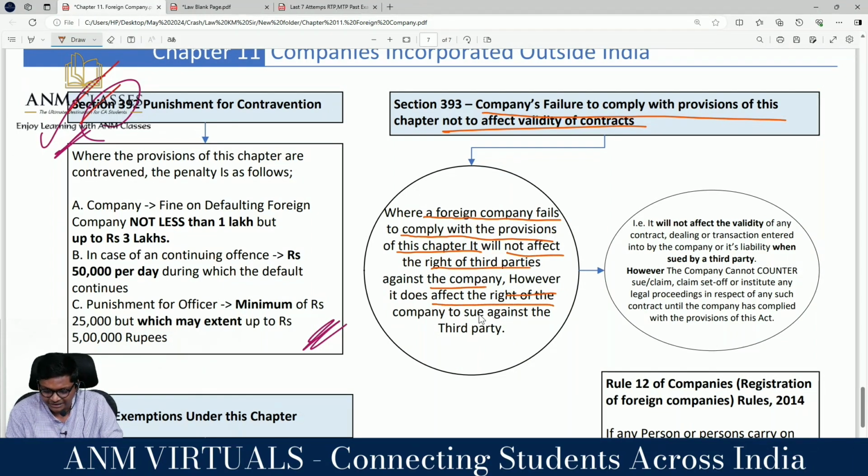However, it does affect the right of the company to sue the third party. Are you following? Same thing over here. It will not affect when sued by a third party. Are you following, guys? Easier.